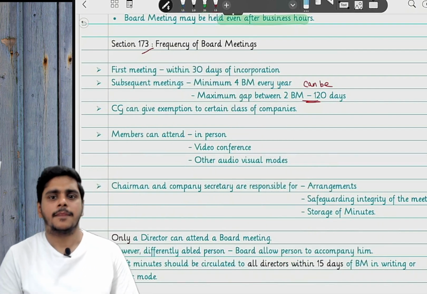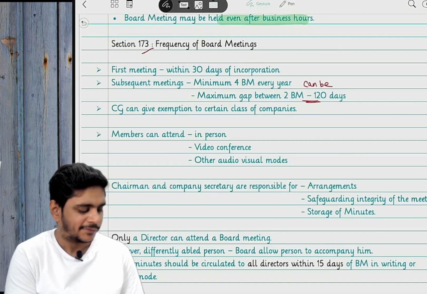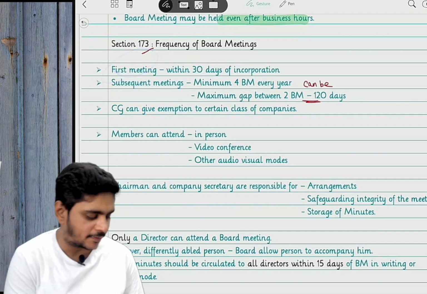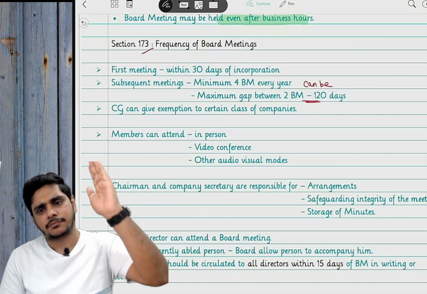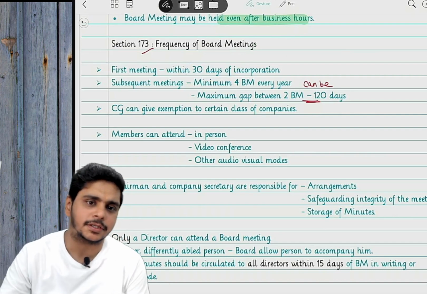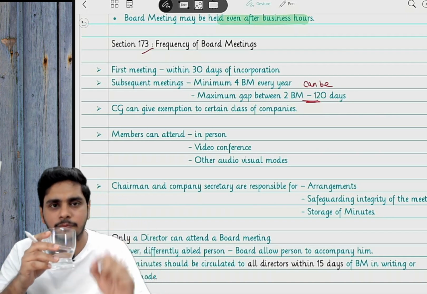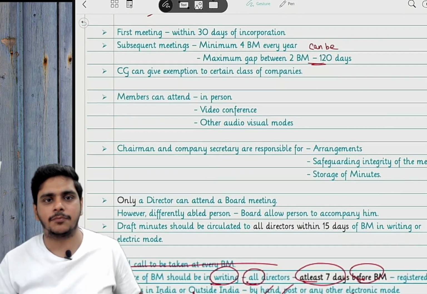Now see, when I say board meeting, it is basically a board of directors meeting. So the first meeting of the board of directors should be held within how many days? Within 30 days of incorporation. Since the time the company got incorporated, within 30 days you need to conduct one board meeting. Mandatory.